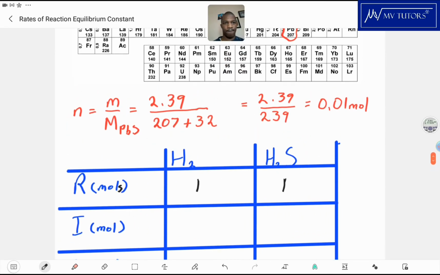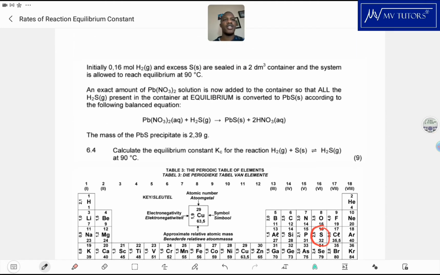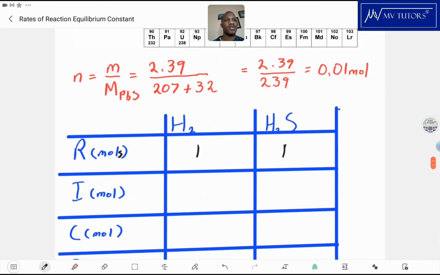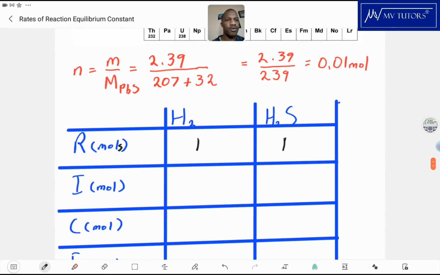Initially we are told that initially there it is, 16 mole of H2. Is it 16 or 0.16? 0.16. So we'll put 0.16. That's the number of moles.